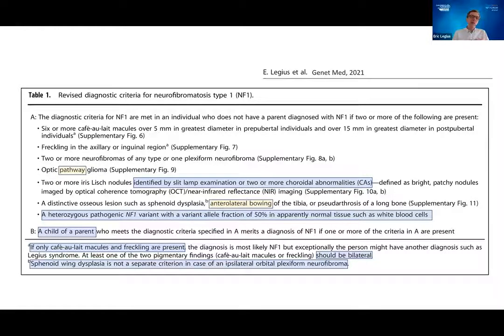And then as a last comment, we said if you have a sphenoid wing dysplasia in the orbit of the eye, which is present in association with, on the same side, an orbital plexiform neurofibroma, then this represents one feature of neurofibromatosis type 1 and counts only once.